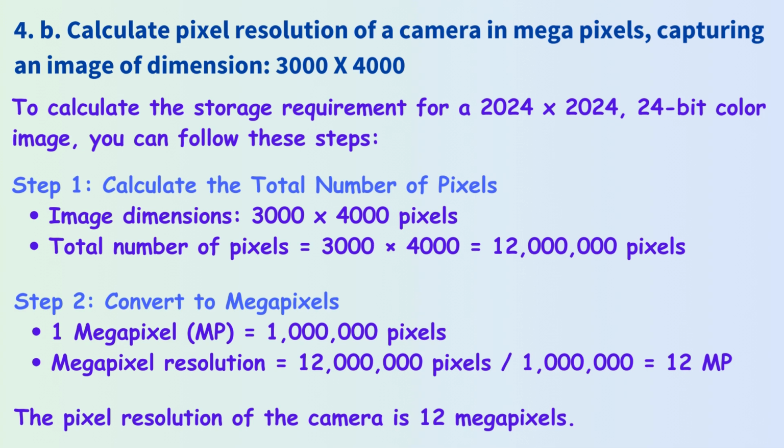Step 2: Convert to megapixels. 1 megapixel (MP) equals 1 million pixels. Megapixel resolution equals 12 million pixels divided by 1 million, which equals 12 MP. The final answer is the pixel resolution of the camera is 12 megapixels.